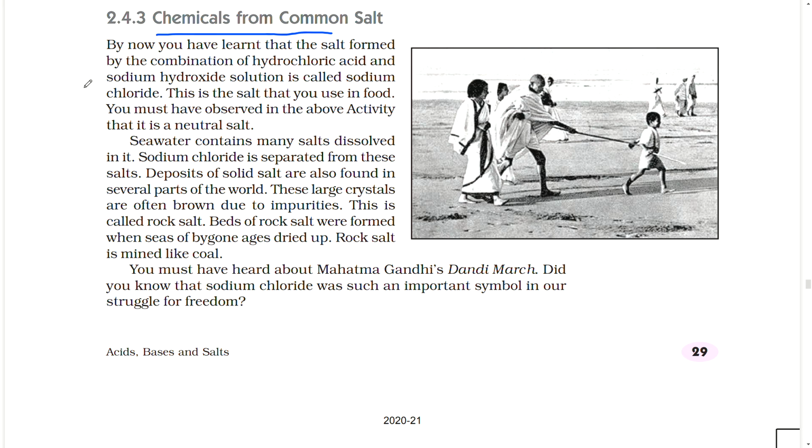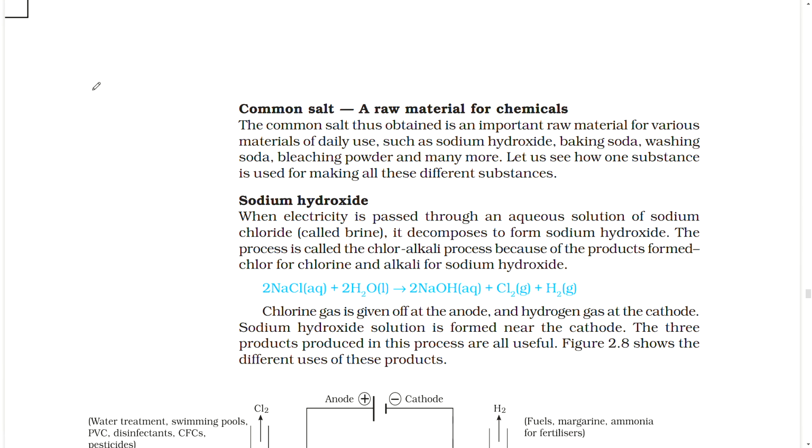You must have heard about Mahatma Gandhi's Dandi March. Did you know that sodium chloride was such an important symbol in our struggle for freedom? Comment this. Common salt, a raw material for chemicals. The common salt thus obtained is an important raw material for various materials of daily use such as sodium hydroxide, baking soda, washing soda, bleaching powder, and many more. Let us see how one substance is used for making all these different substances.